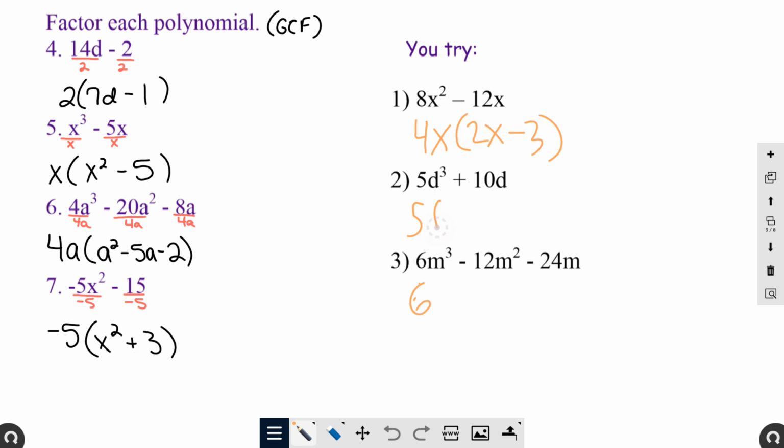So look for that GCF. What do they have in common?